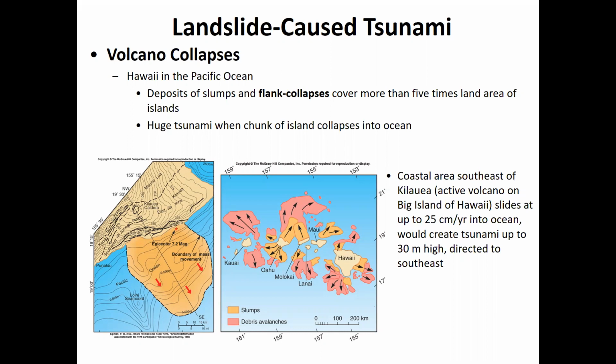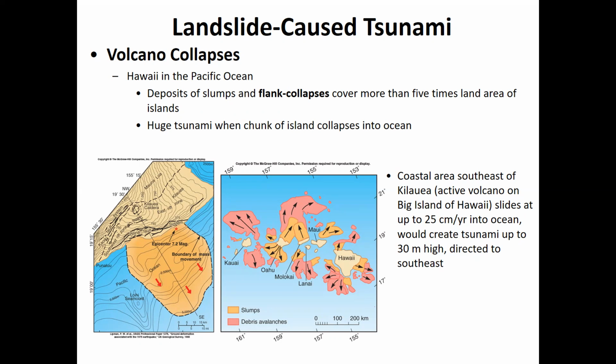And so deposits of slumps occur whenever the side of a volcano slides into the ocean, or sometimes whenever the side of the volcano is even below the water, so it's a submarine landslide. In these slumps, the material can cover large areas of the seafloor and displace large volumes of water and trigger tsunami.